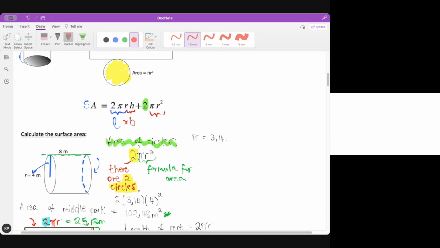So yes, that is the formula, but I think you guys should just know where it comes from. Thumbs up, thumbs down on this formula.